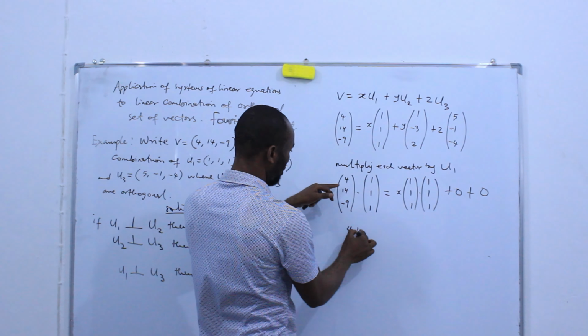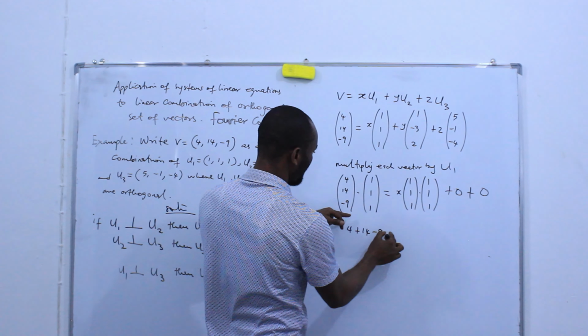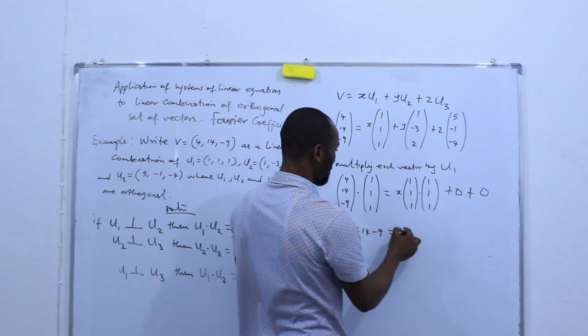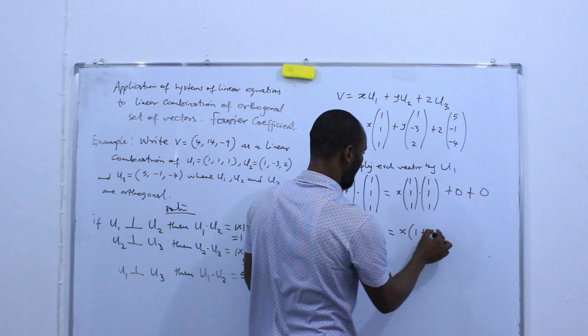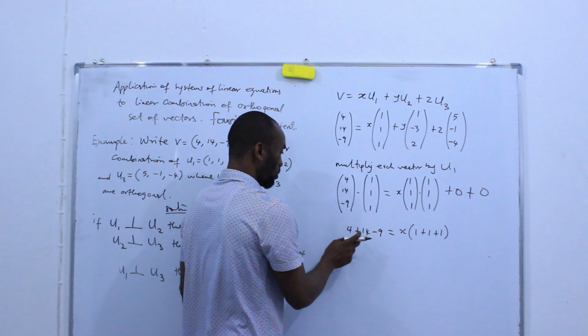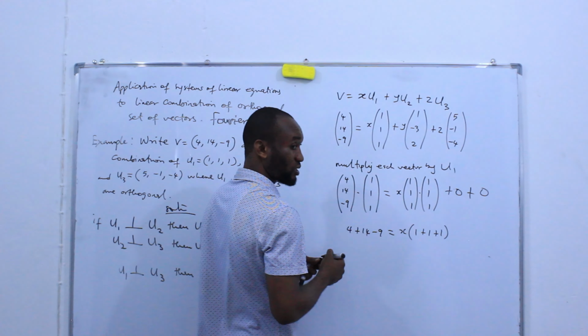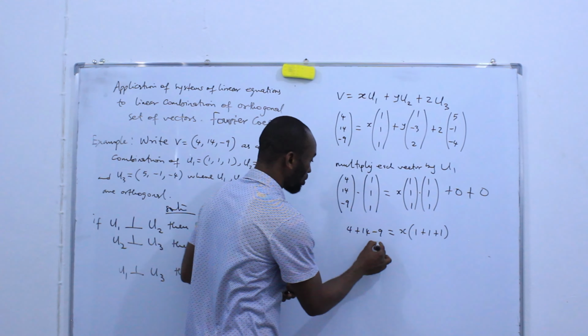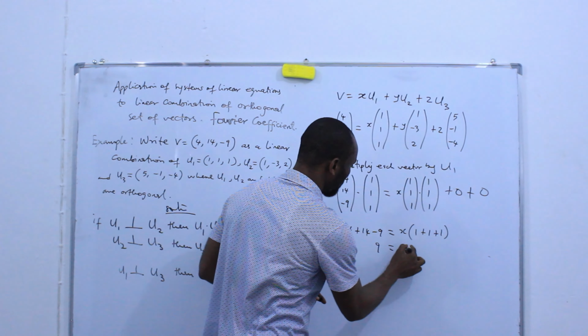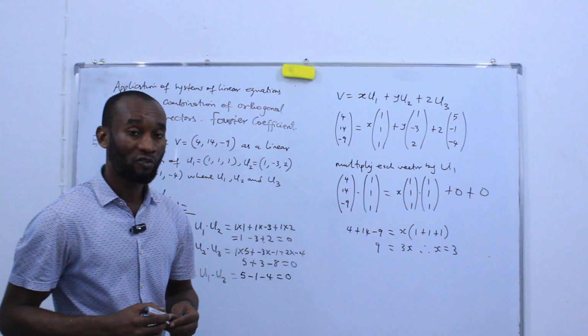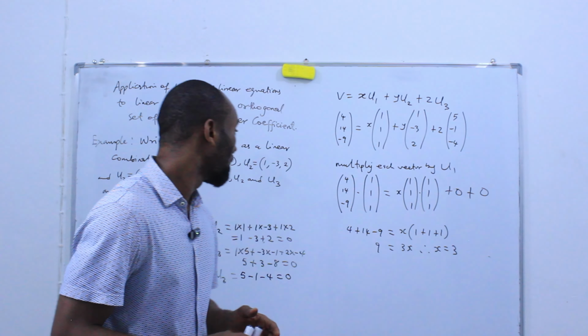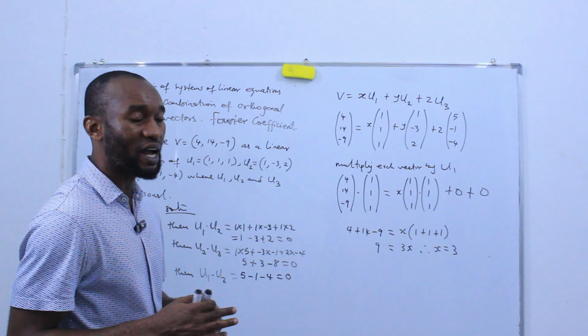So what we have here is 4 plus 14 minus 9 is going to give us x brackets 1 plus 1 plus 1. So this will give me 18 minus 9, which is 9, which is 3x. Therefore, x is equal to 3. Very, very simple in that way. So that makes it easier and simpler.